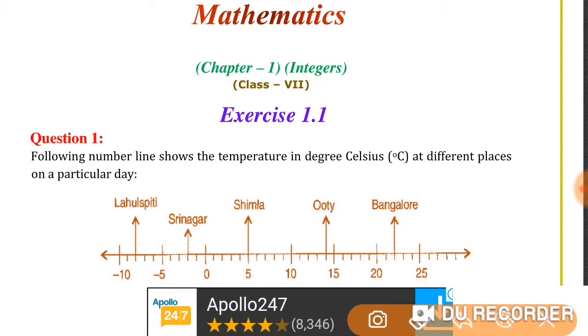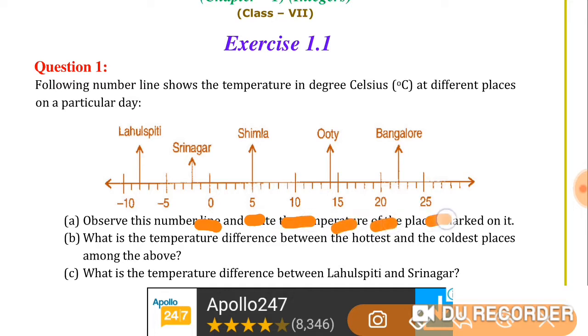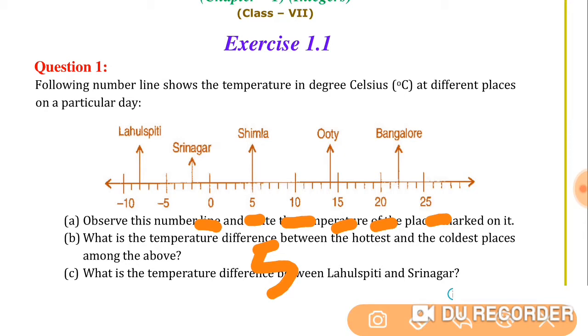So here there is a number line given. Observe the number line very carefully. The numbers 0, 5, 10, 15, 20, 25 and so on are written on the number line. That means after 0 they have not written 1. Instead of that, there is a difference of 5 between 0 and 5. There are 5 integers on the number line.